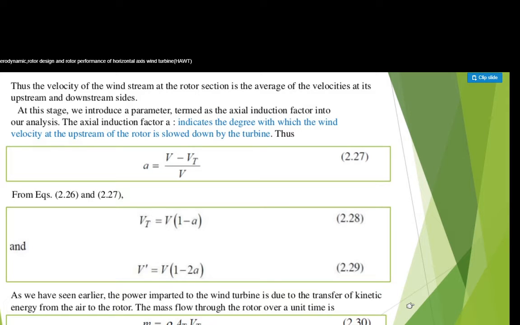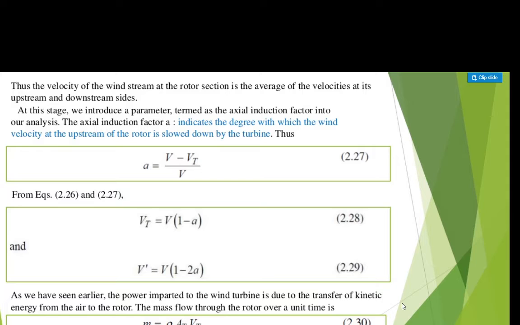Now, the velocity of the wind stream at the rotor section is the average of the velocity at its upstream and downstream side. At this stage, we introduce a parameter termed the axial induction factor in our analysis. The axial induction factor indicates the degree to which the wind velocity upstream of the rotor is slowed down by the turbine. Thus, a is equal to (V minus Vt) upon V, where Vt is equal to V(1 minus a) and V dash is equal to V(1 minus 2a).